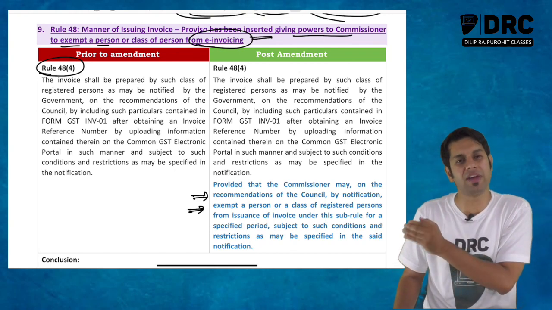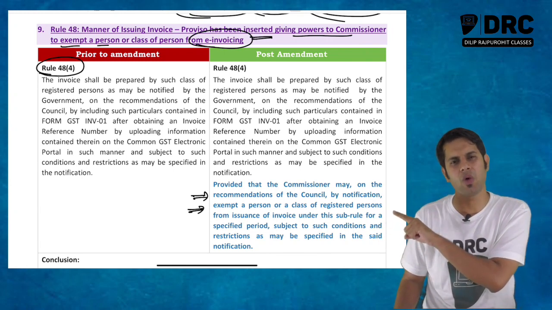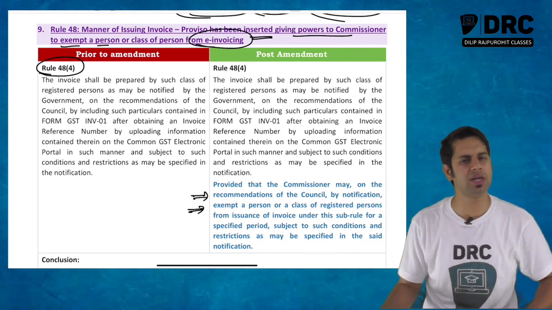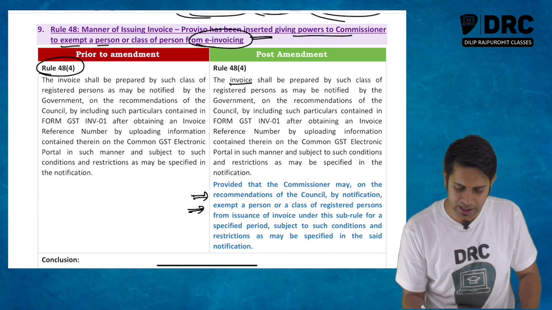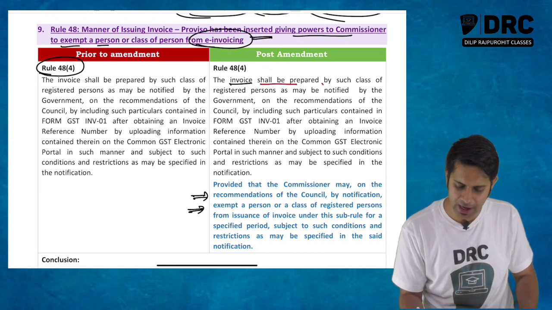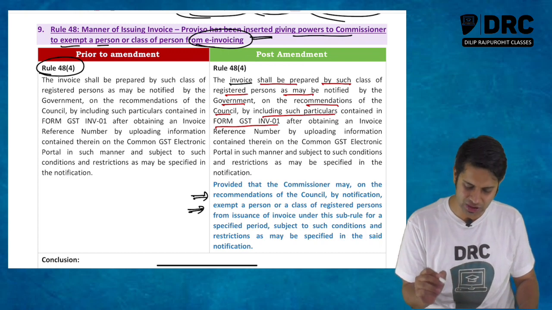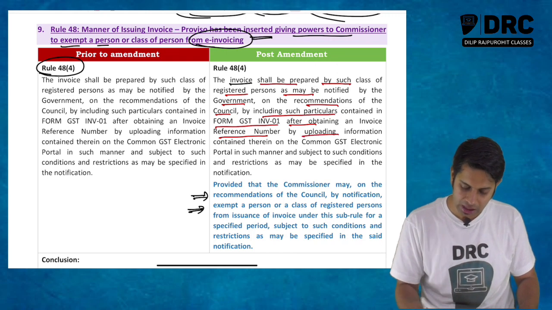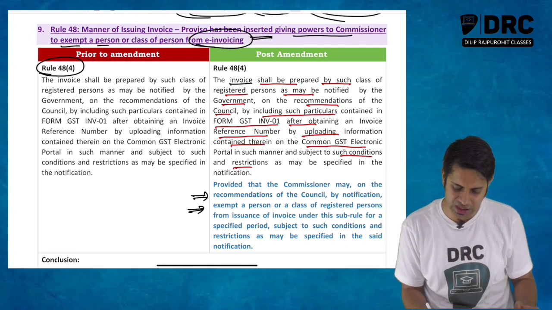There are some persons whom they have exempted. How have they exempted? Because the power is given as per this particular rule. The proviso to rule number 48 sub rule 4 is giving the power to the commissioner to exempt some categories of persons from e-invoicing. What was the provision telling first? The invoice shall be prepared by such class of registered persons as may be notified by the government on the recommendation of the council, by including the particulars contained in form GST INV-01, after obtaining invoice reference number by uploading the information contained therein on the GST common portal in the manner and such conditions and restrictions as may be prescribed.